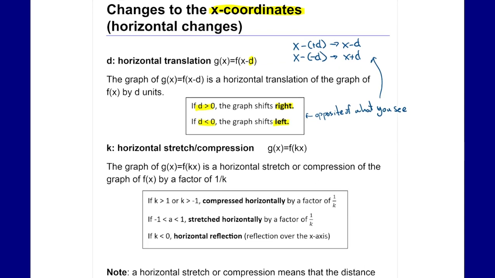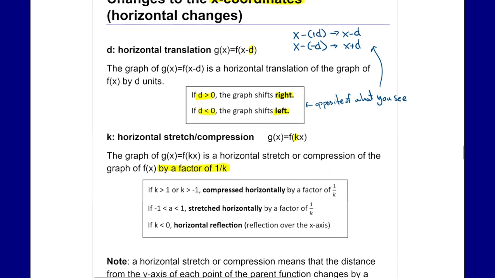Horizontal stretch and compression, this is the k value. This is the value that will be in front of the x, between the f and the x. And this is a horizontal stretch or compression, and it's by a factor of 1 over k. Right? So it's slightly different. With the a value we just multiplied our y value by a. Here it's by a factor of 1 over k, or 1 divided by k.